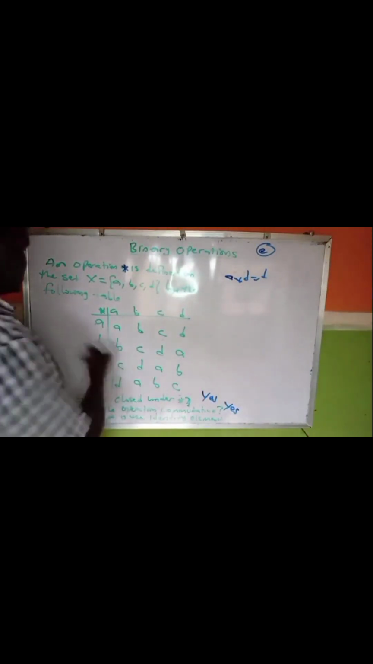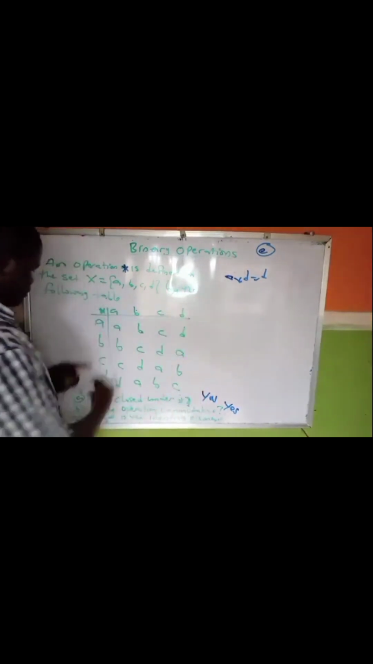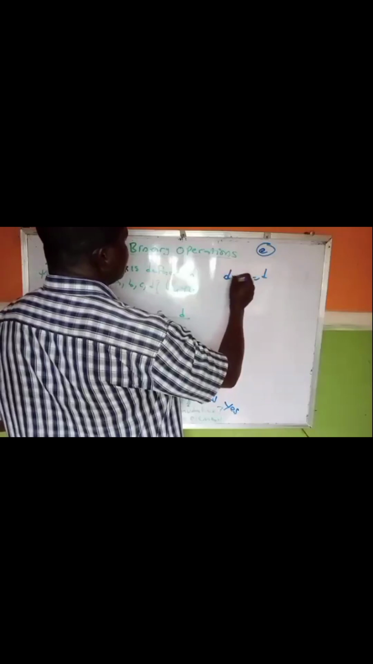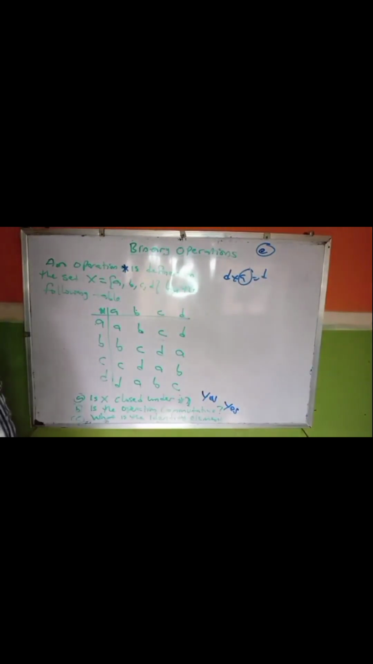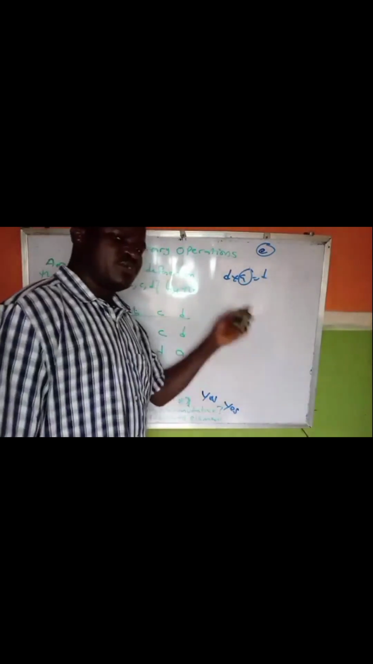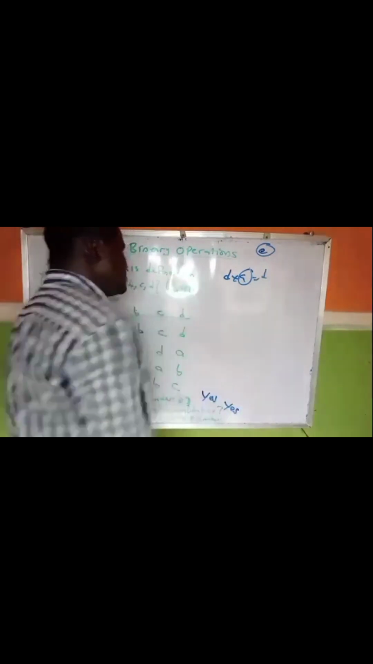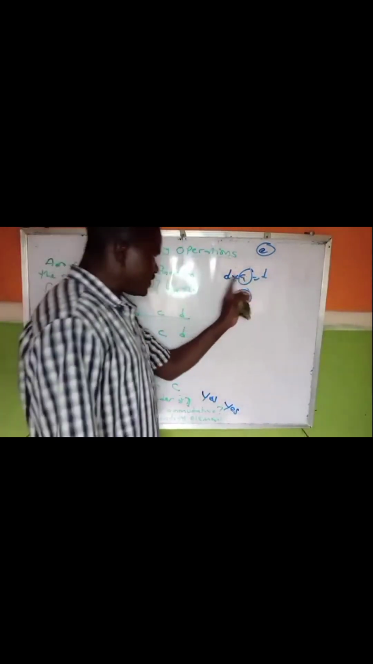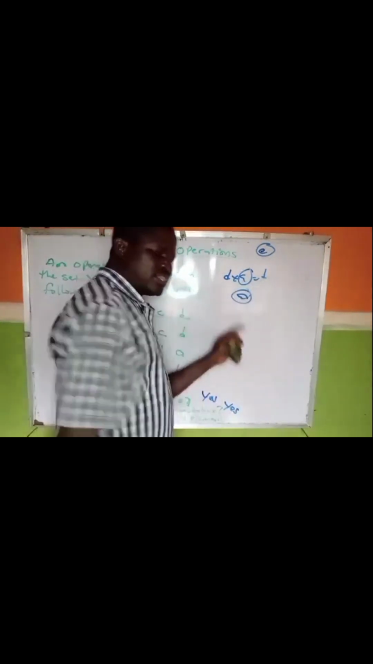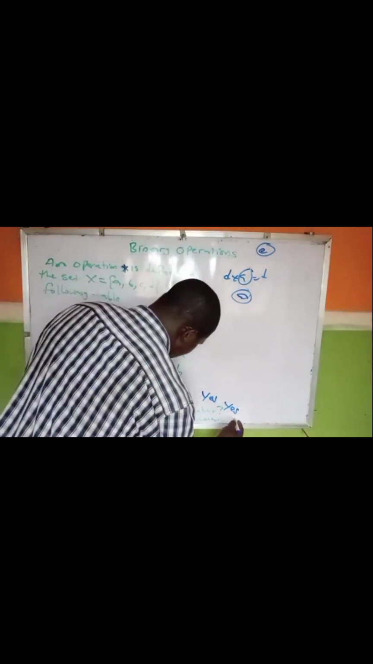D times A gives you D. So the identity element here is what? It is A. So you have the identity element A, because if you multiply A with another element, it will give you that element. So that's what we mean by identity element. The identity element here is A.